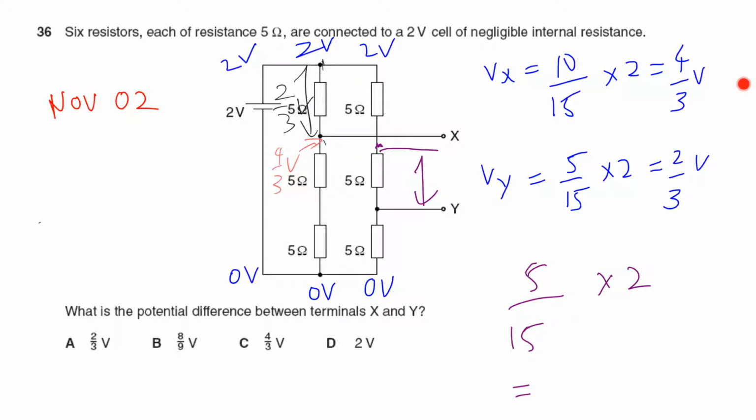So potential at x is 4 over 3. So what is the PD between x and y? You subtract, and you get 4 over 3 minus 2 over 3, which is 2 over 3.